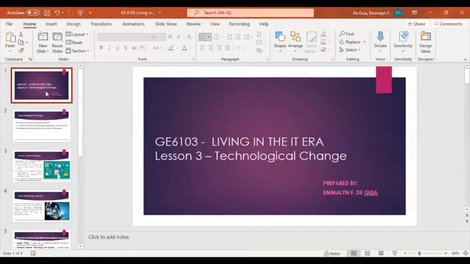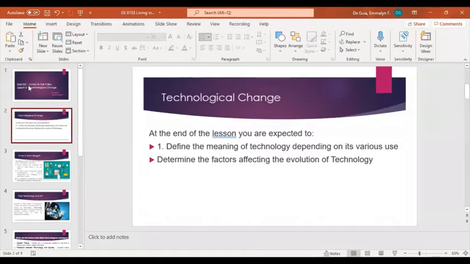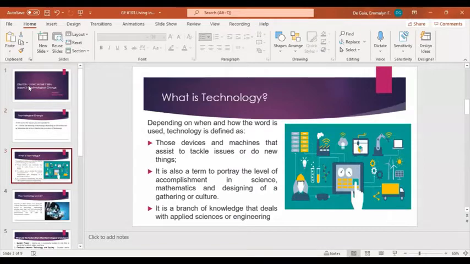So we are now in lesson 3 about technological change. So this is now our objectives that we need to meet at the end of the lesson. You are expected to define the meaning of technology depending on its various use, to determine the factors affecting the evolution of technology. Okay, so let's start with the question, what is technology?